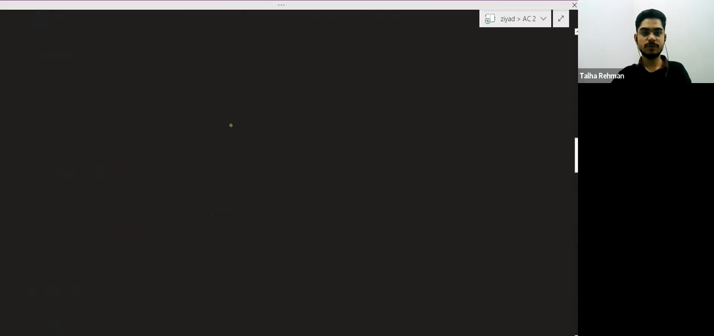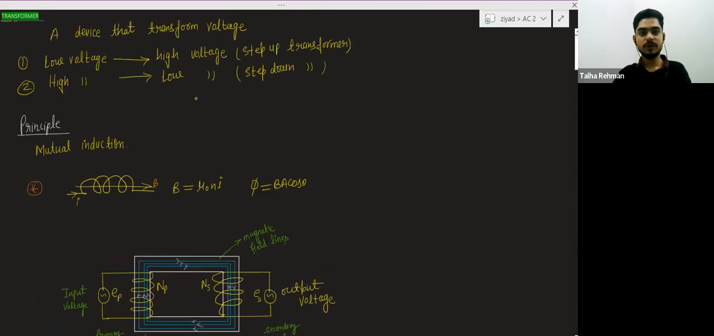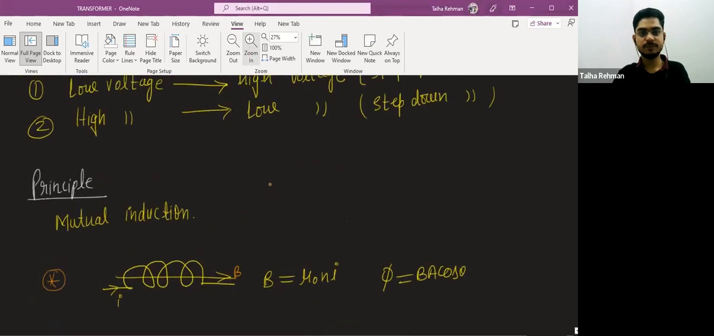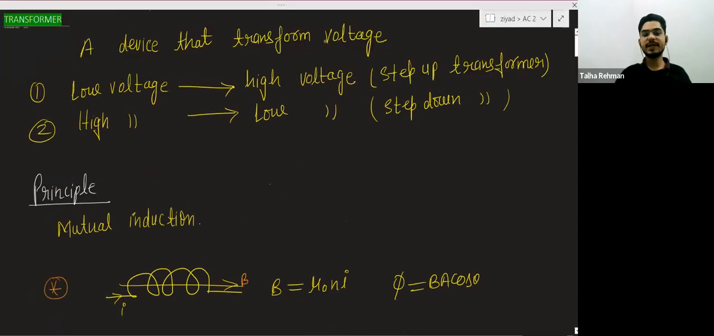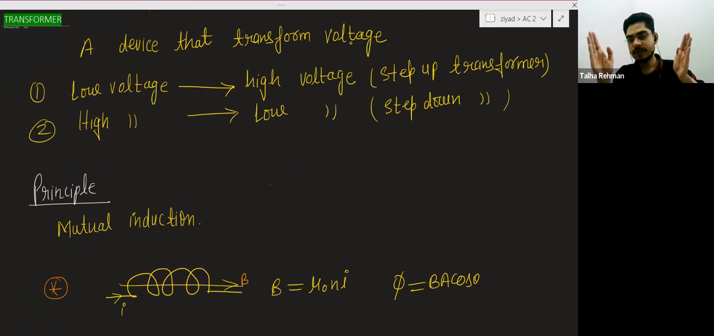This is your transformer. Basically, transformer is a device. Transformer is a device that transforms the voltage. Transforming voltage means it can change higher voltage to lower voltage. It can change lower voltage to higher voltage. See here, a device that transforms voltage is transformer.